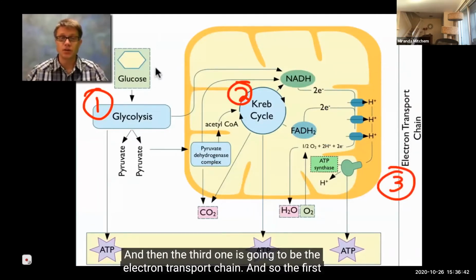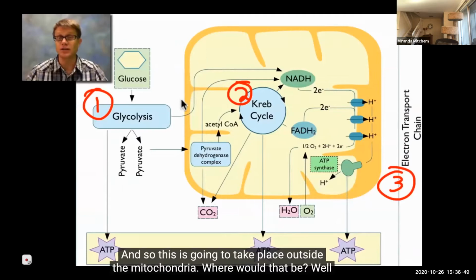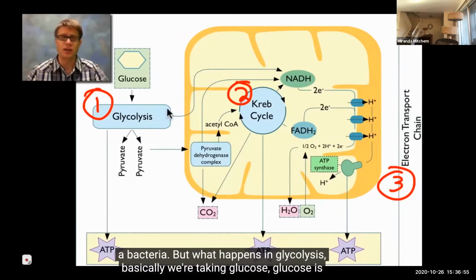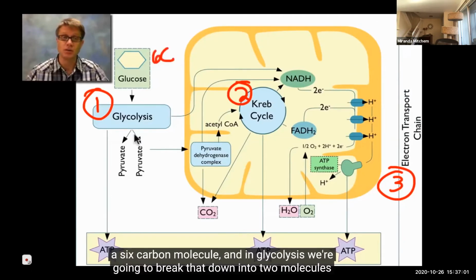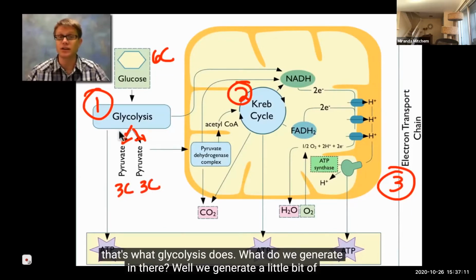And so the first one, I love this diagram here because it's putting glycolysis outside the mitochondria. And so this is going to take place outside the mitochondria. Where would that be? Well, that would be in the cytoplasm of a cell inside your body, or it would be right outside of bacteria. But what happens in glycolysis? Basically, we're taking glucose. Glucose is a 6-carbon molecule. And in glycolysis, we're going to break that down into 2 molecules of pyruvate. Each of those have 3 carbons inside it. So the 2 3-carbon molecules, that's what glycolysis does.